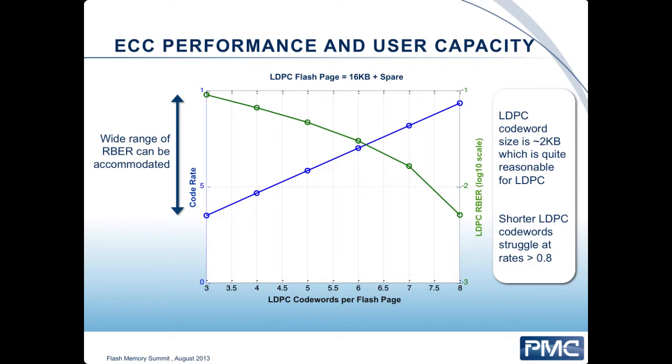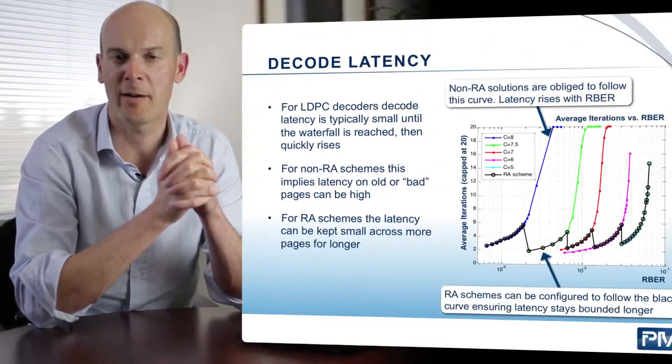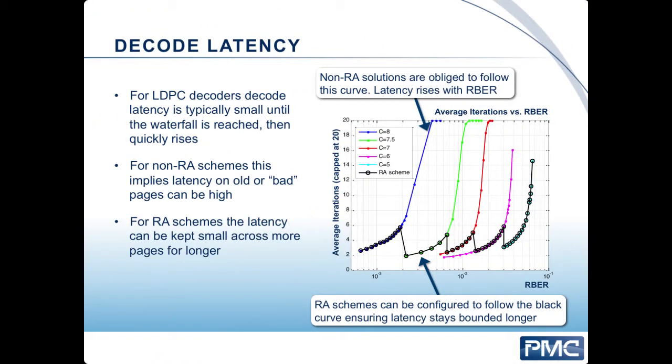And this is something that our controllers do in a dynamic fashion, tracking the errors on the good pages and the bad pages, and making sure that there's optimality with regard to user capacity and error correction performance. Another benefit of using rate-adaptive, low-density parity check codes is that we can keep the read latency at a minimum all the way through the life of the drive. Read latency is a very important metric for a solid-state drive. If we can minimize the read latency, we can ensure that experiences for the users are maximized.